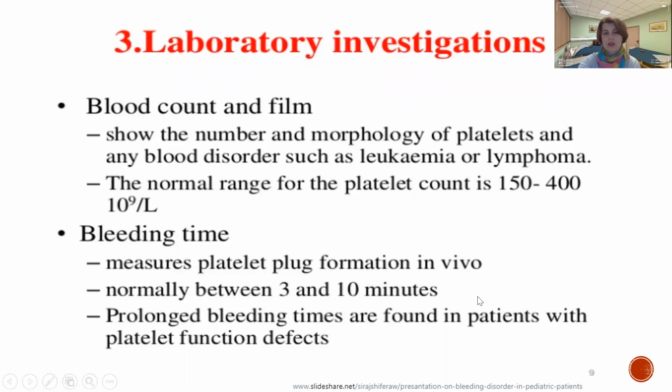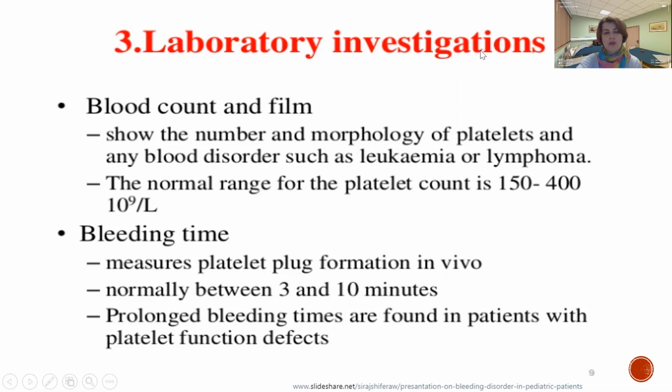How should a patient with clotting problems be investigated, or what kind of laboratory investigation will help you to make a differential diagnosis and an actual diagnosis of the patient? Let's start from the blood count and film, which can show the number and morphology of the platelets and any blood disorder such as leukemia, lymphoma or anemia.